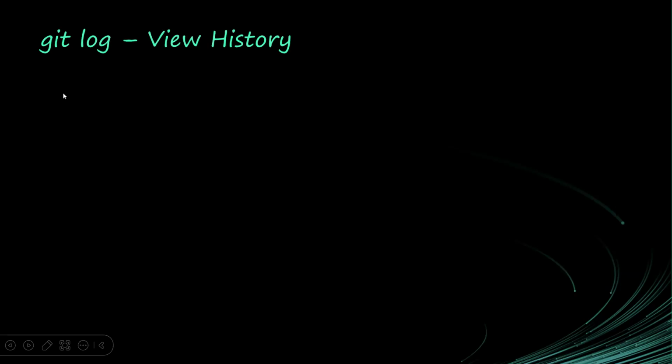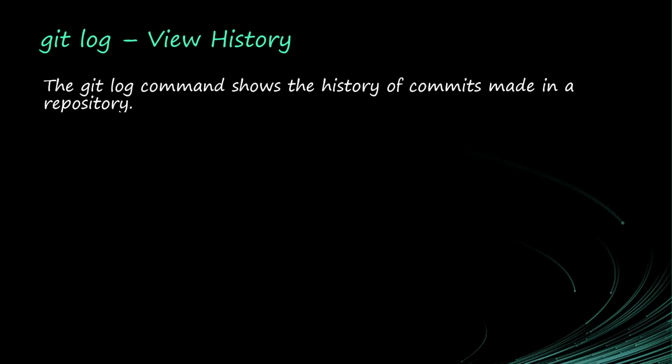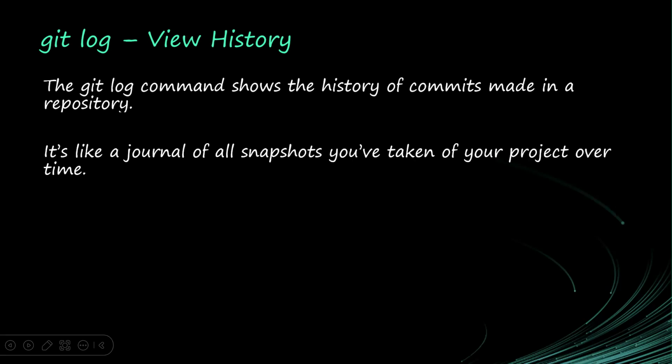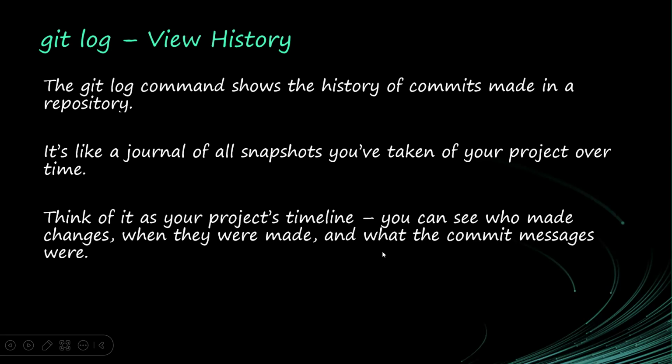We also have the git log. If you want to view the history of your commits, all your commits, you use the git log command. The git log command shows you the history of commits that you have made in a repository. It's like a journal of all the snapshots you've taken of your project. Think of it as your project's timeline. You can see who made changes, when they were made, and what the commit messages were.